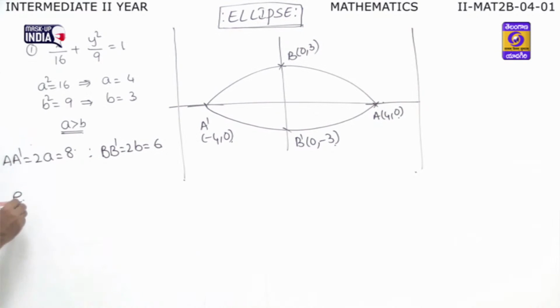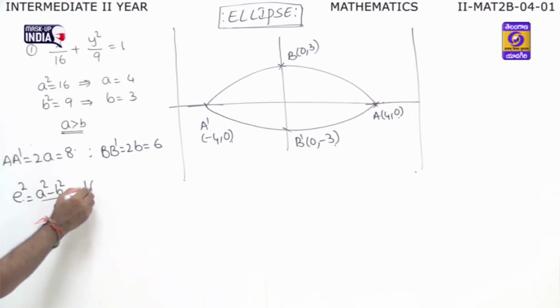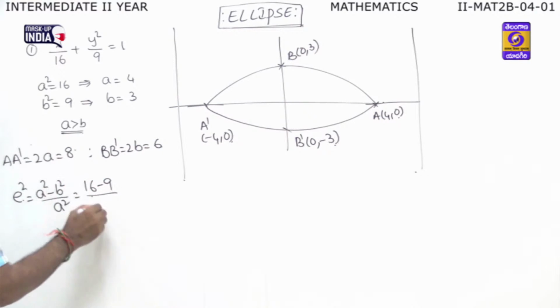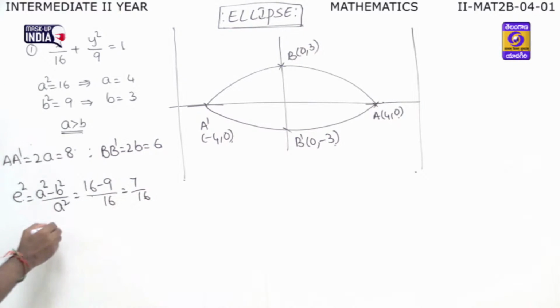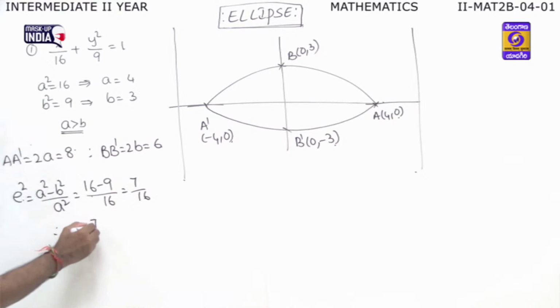Eccentricity e square is equal to a square minus b square by a square, that is 16 minus 9 by 16, that is 7 by 16. Therefore e is equal to √7 by 4.